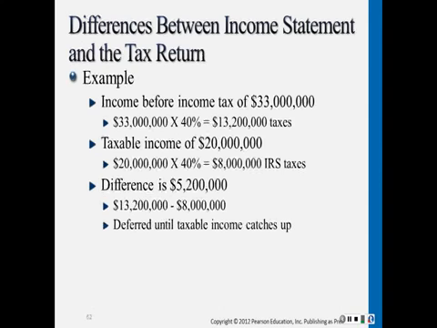Assume income before income tax of $33 million, which comes from the income statement, not presented here. Taxable income of $20 million comes from the tax return, which is not presented here. A company will record tax for 2014 as follows. Assume an income tax rate of 40%.